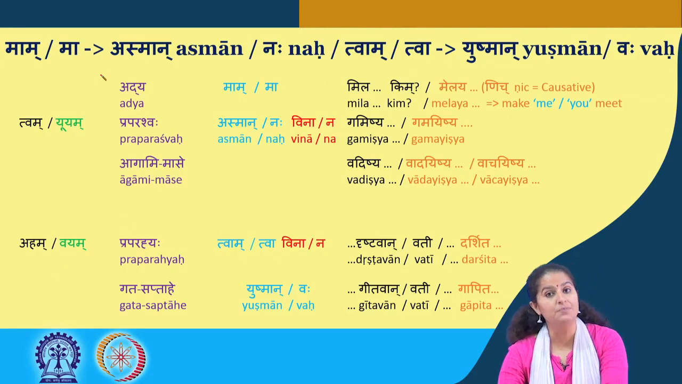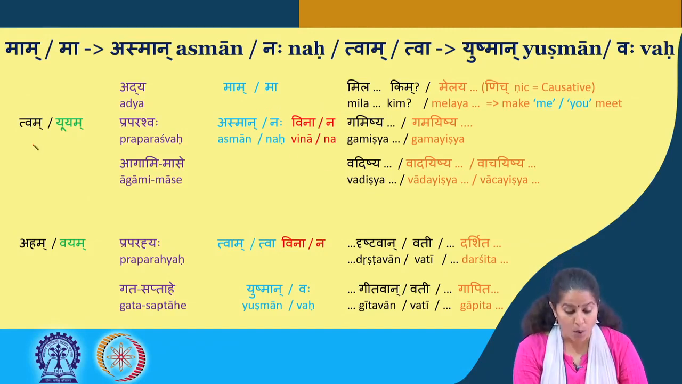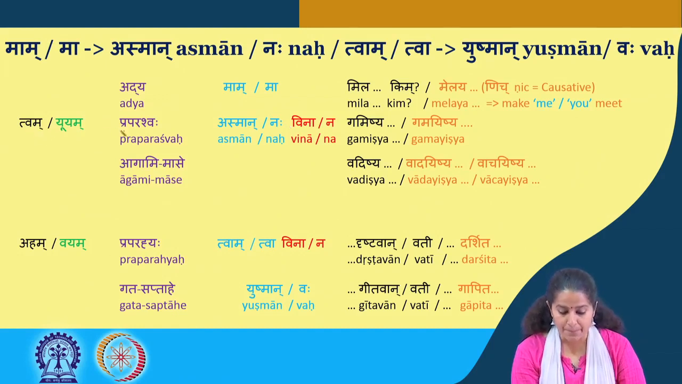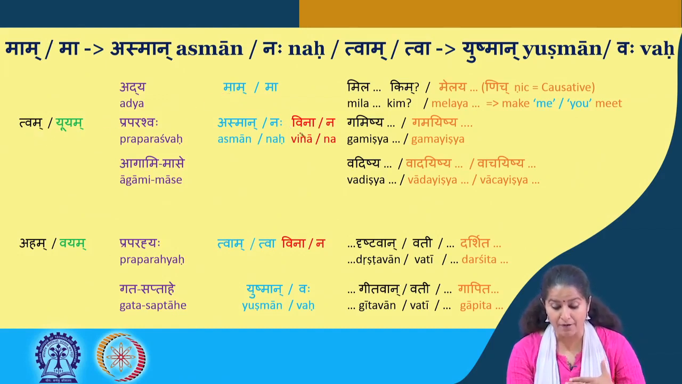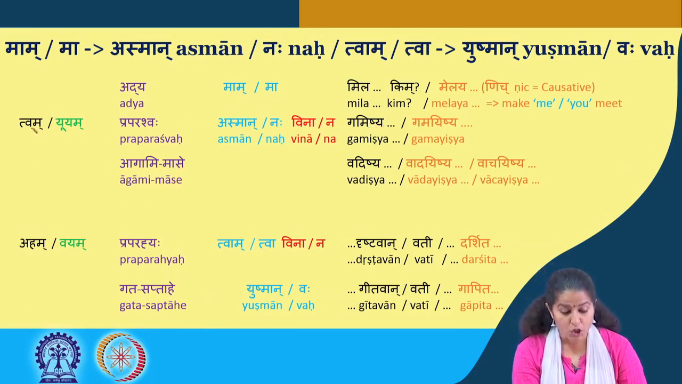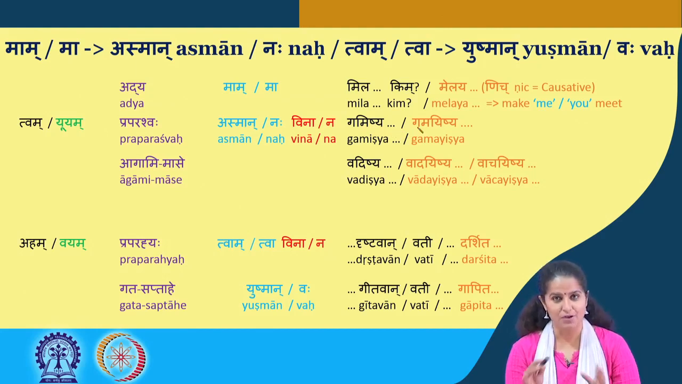The same you can do with yuyam, so the verb conjugation will change. But I want to add an extra thing here: if you want to make your sentence a little more complicated, you can do it with vina, which means without. Let's take the second one, with praparashvaha, to get practice with a different one. So tvam praparashvaha mam vina gamishyasi kim. Will you go without me? And then tvam praparashvaha asman vina gamishyasi kim. Alright, are you following me there?